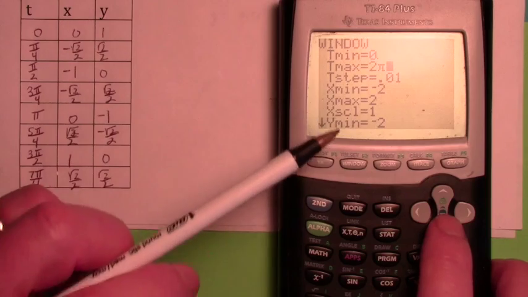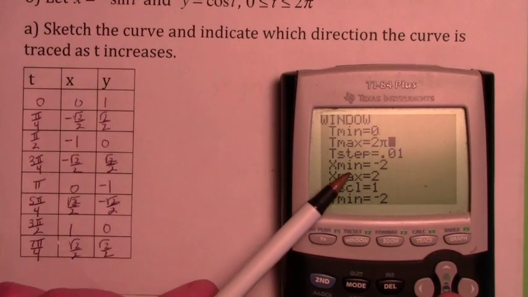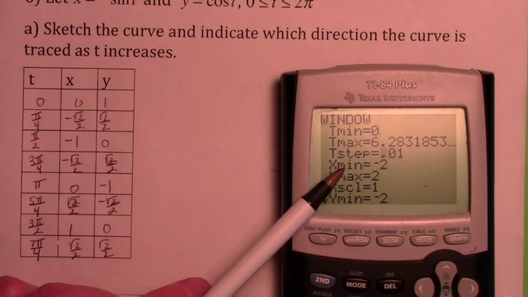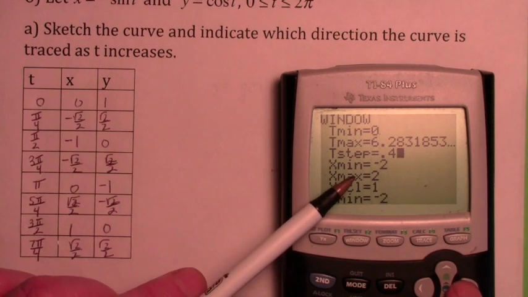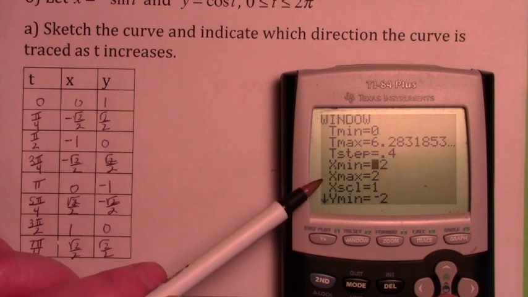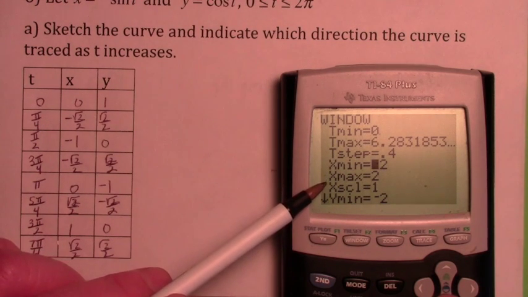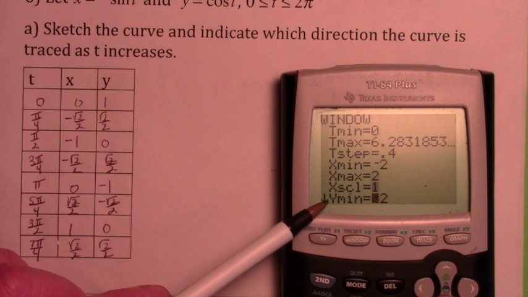Now the t-step is really important because the t-step here can slow down the graph. Let's go to 0.4 for now, for t-step. Since we're graphing the unit circle, it might be good to have x go from... now, it's only going to graph the x values. Remember, it doesn't graph t. So x goes from negative 2 to 2, and y goes from negative 2 to 2.